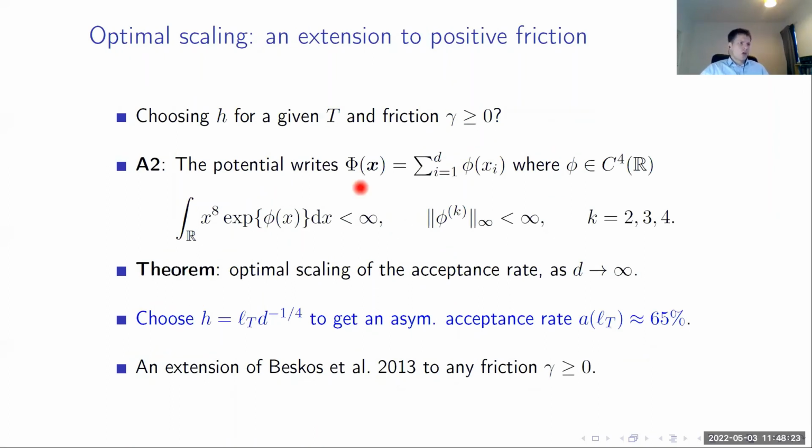Under the same framework, without additional assumptions, which are already strong, we get that the optimal choice of time step is to choose a time step that decreases as dimension to the -1/4, and we get similar tuning guidelines. So it's a tuning guideline for h given t and the friction gamma, which is that you can simply monitor the acceptance rate and try to tune it around 65%. So this yields an extension of the results of Pescos and co-authors to any choice of friction, and as I said, it does not involve any additional assumption.